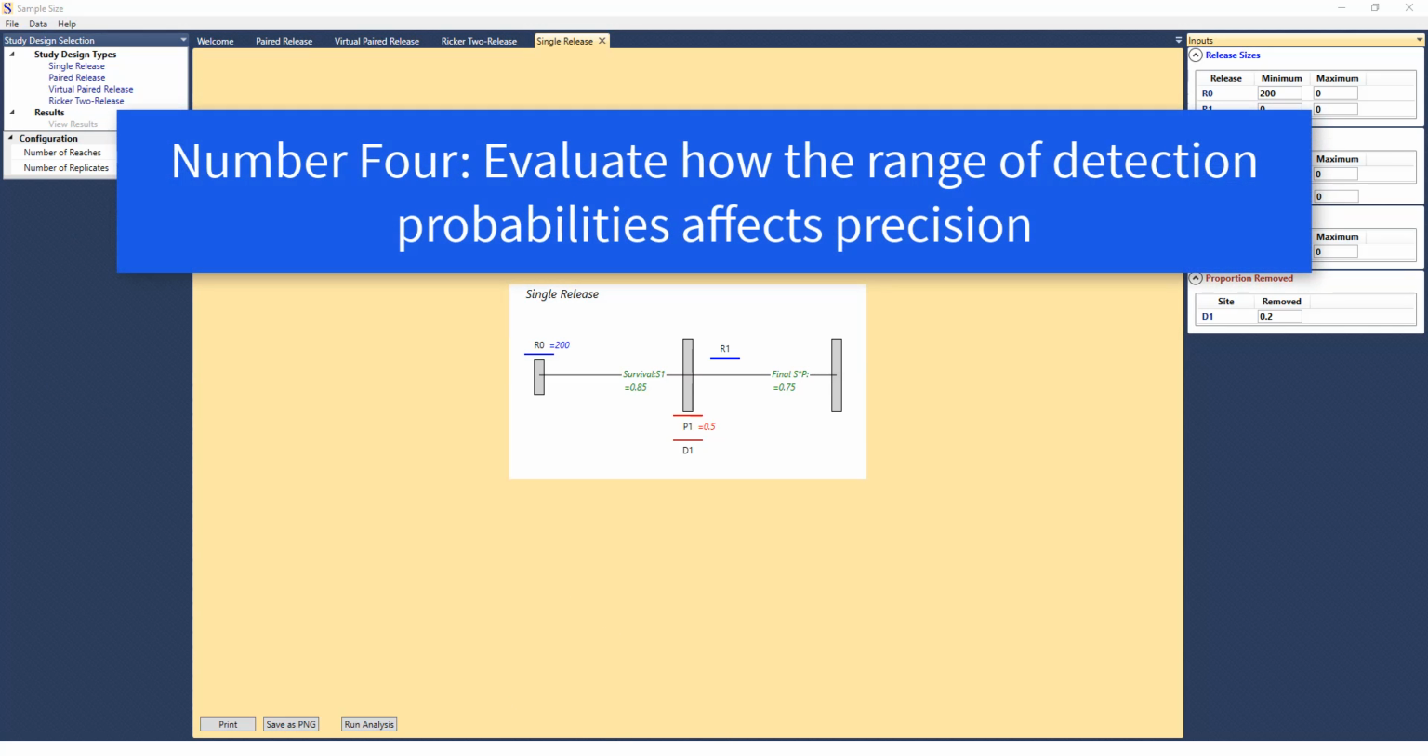Number 4. Evaluate how the range of detection probabilities affects precision. It may be more desirable to increase detection probability than increase the number of tags in the study.